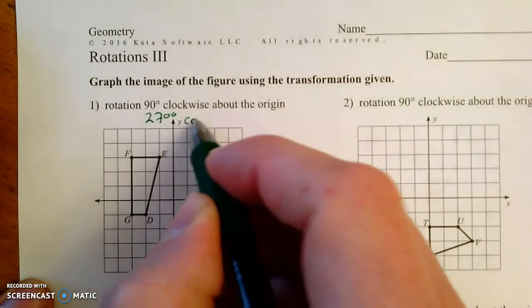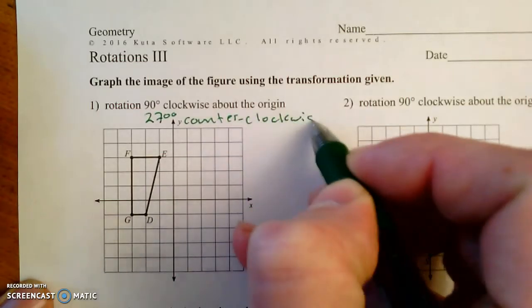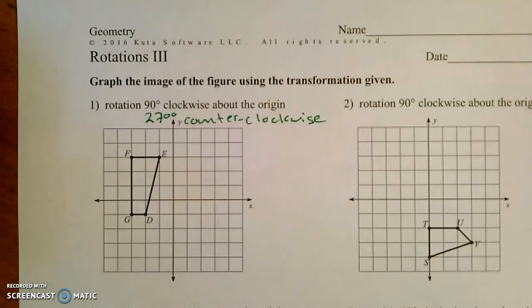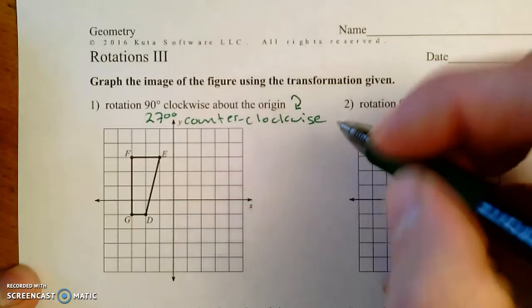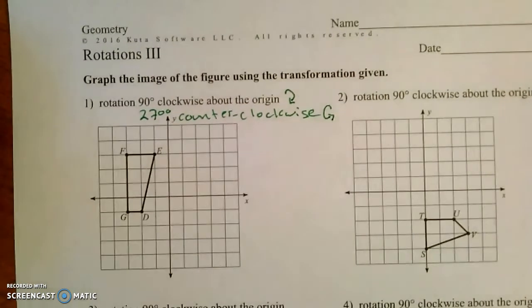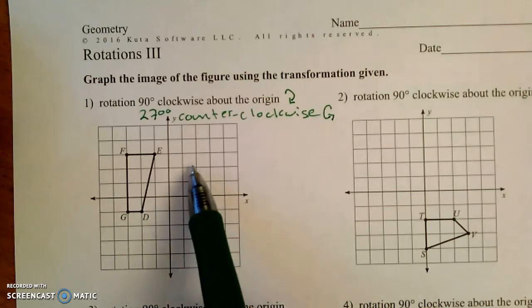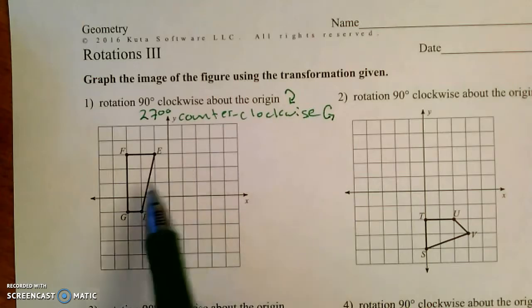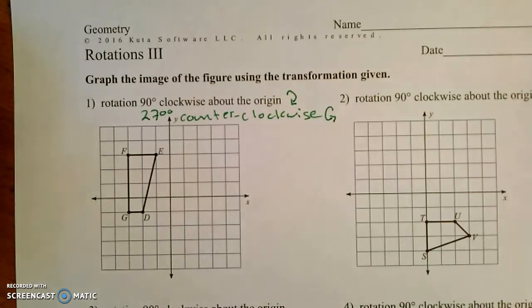270 degree counterclockwise rotation. A 90 degree clockwise rotation like this is the same as a 270 degree counterclockwise rotation. So moving it 270 degrees will land this shape kind of over here, whereas going 90 degrees clockwise will land it in the same spot. So again, a 90 degree clockwise rotation is exactly the same as a 270 degree counterclockwise rotation.